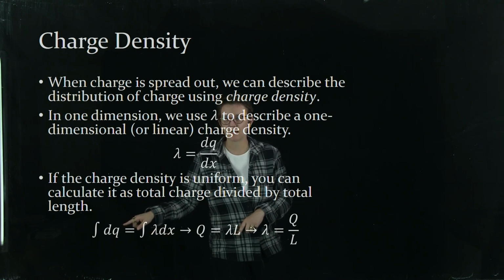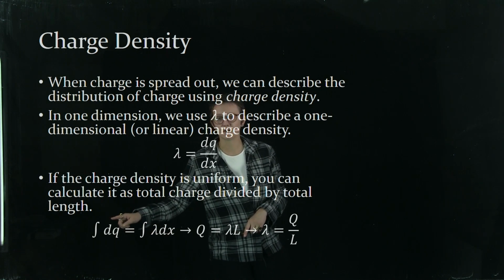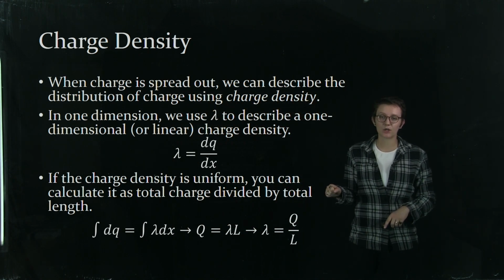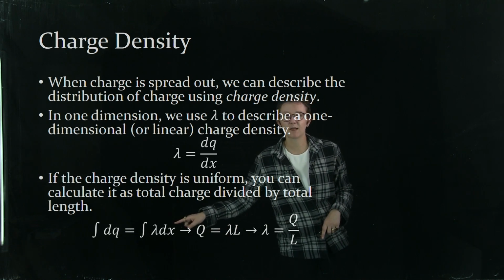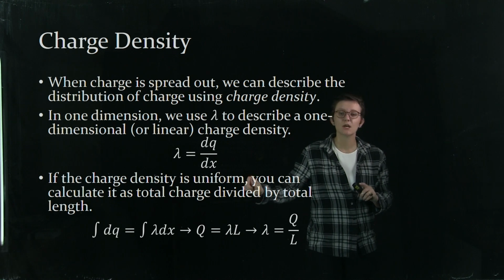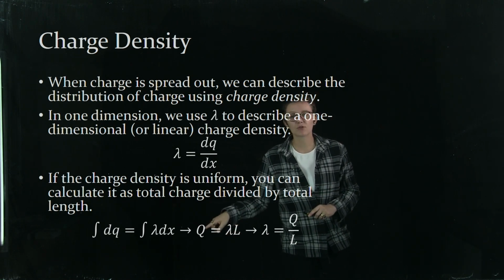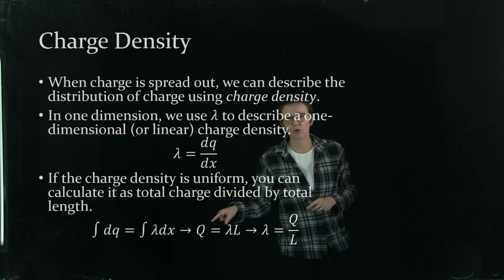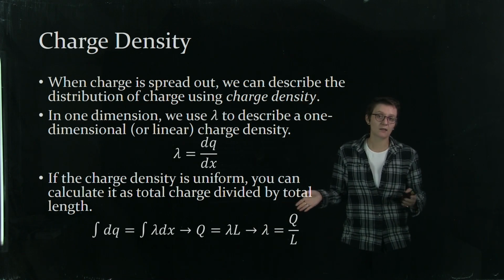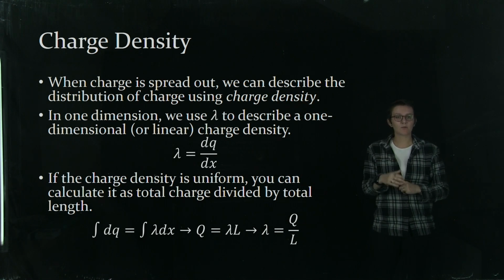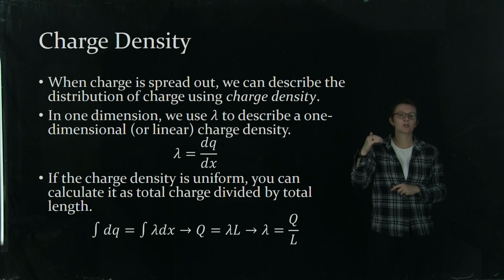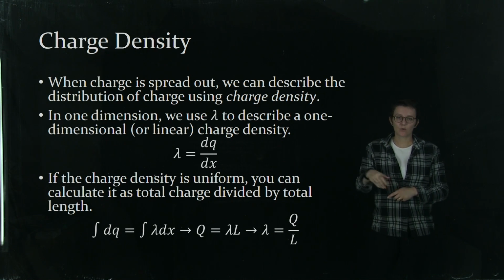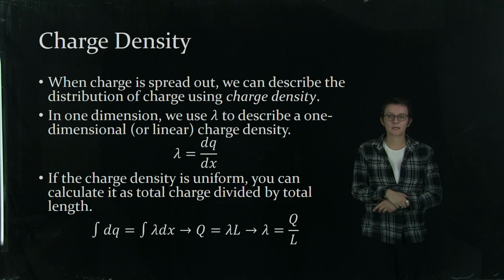You can integrate both sides. When you integrate the left-hand side of dq, you end up with the total charge Q. So I'm representing the total charge using the capital Q there. And then when you integrate the right-hand side, because lambda does not depend on x, you can pull lambda out of the integral, and then you're just integrating over the length of whatever piece you are looking at. So here I've got Q, the total charge, is equal to lambda times L, the length of your one-dimensional line there. Then I can rearrange and I can see that lambda is equal to the total charge divided by the total length. You can only do this when the charge density is uniform though, so watch out for that if you have a non-uniform charge density.